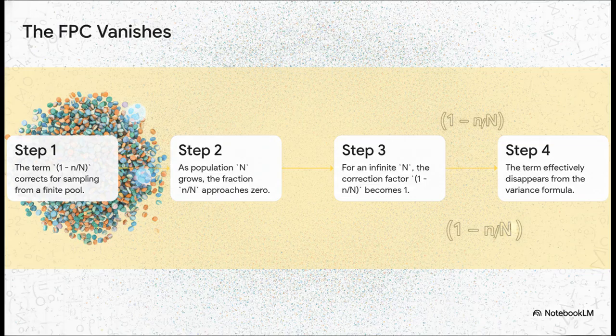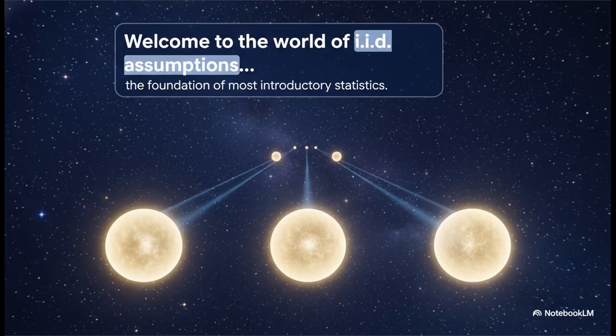Makes sense, right? But what happens when your population, N, gets huge, like massive? Well, then your little sample, n, barely makes a dent. That fraction, n/N, gets super close to 0. And 1 minus basically 0 is 1. The whole term just kind of melts away. And boom, welcome to our third view, the world of IID statistics.